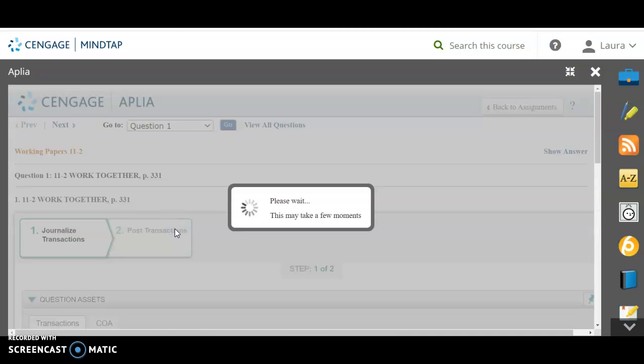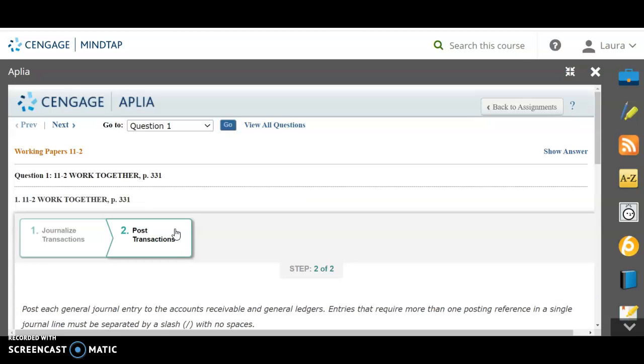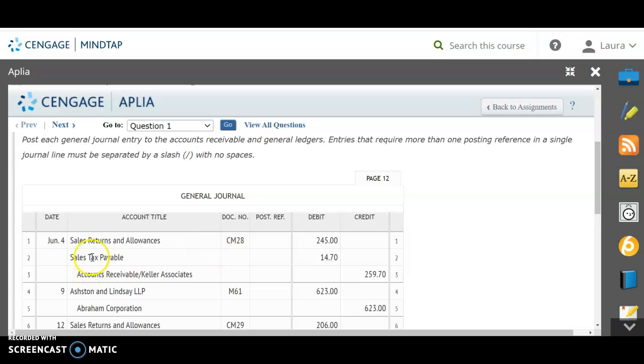Step two then is to post all of the lines. It's just like every other journal that we've had to post. We're going to go line by line. And when there's a 2 entry in the title, like this one, we're going to have 2 account numbers because we're going to post to both accounts receivable and to Keller Associates. So I'm going to do my posting, you do yours, and then we will check the answers for accuracy.